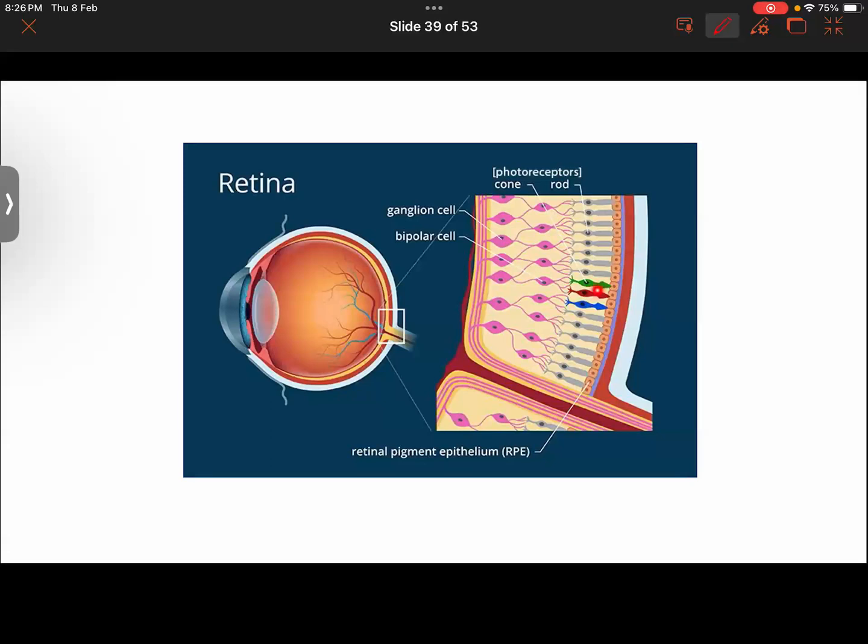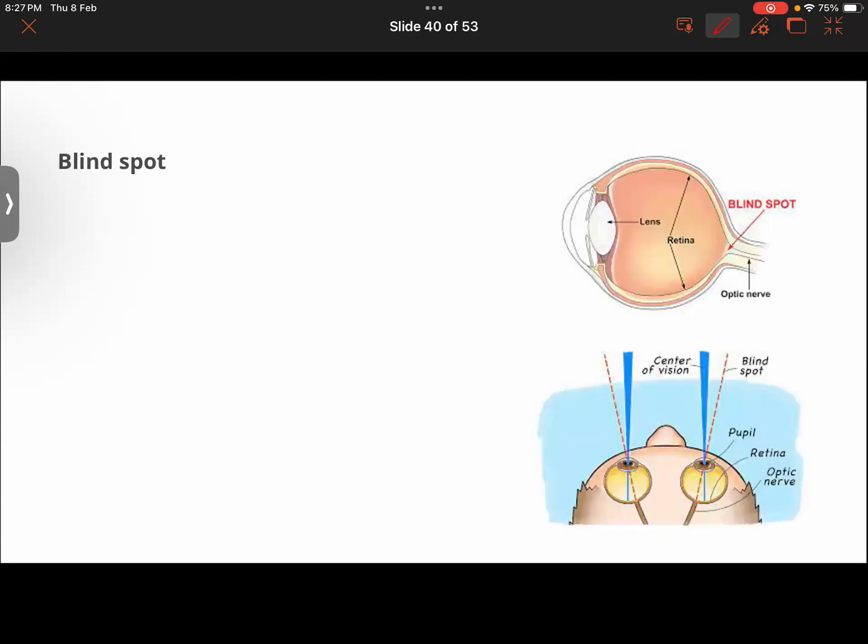The thing about the cone cells is that they will not function in dim light. So they are not sensitive to dim light. Getting it now? They are only sensitive to colorful lights and bright lights. Good. Okay. And then there is another thing called the blind spot.